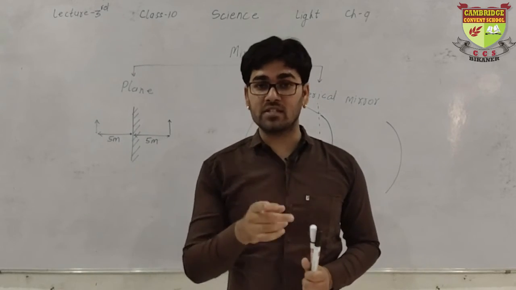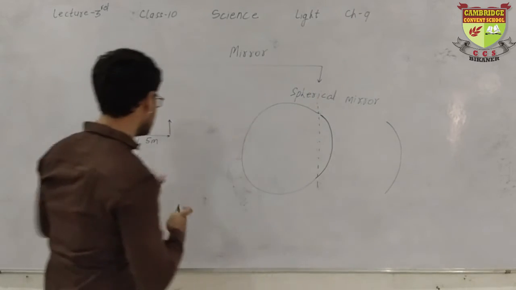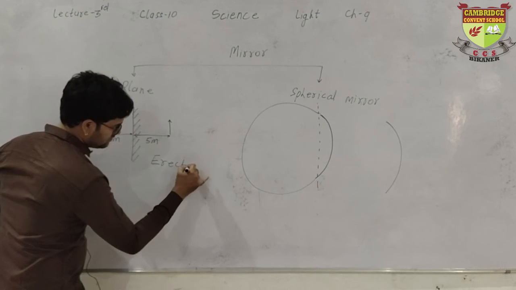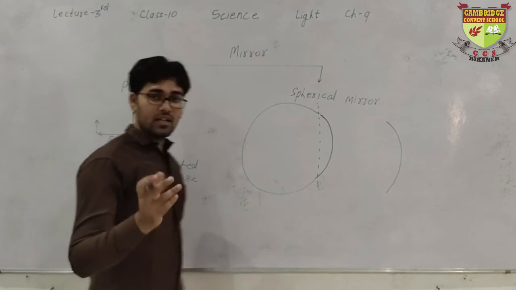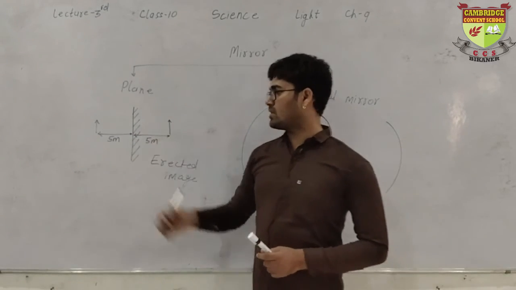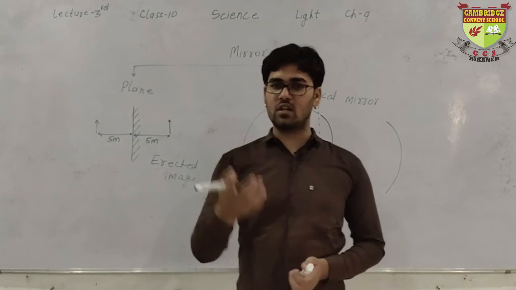So, this type of image in which left and right are interchanged, this is known as erected image. Erected image, in which left and right are interchanged. So, the image in a plane mirror will always be erected, right? This is the third point.